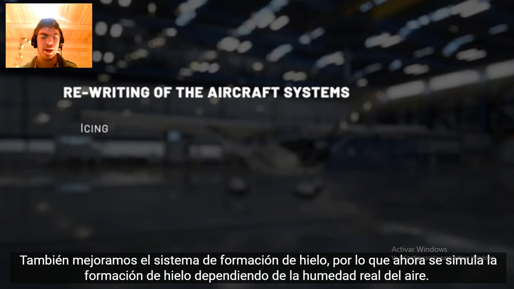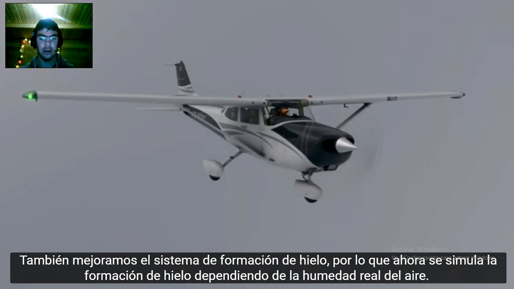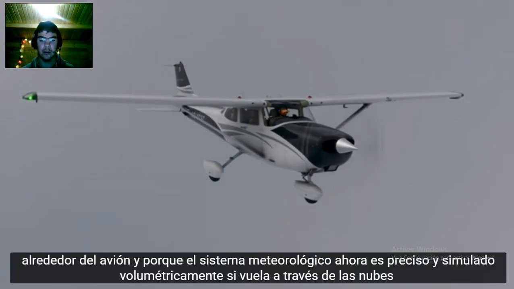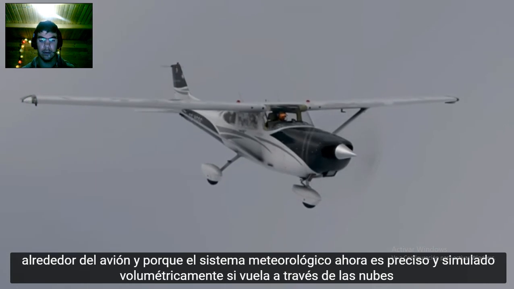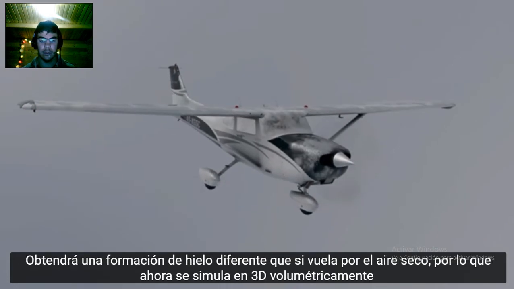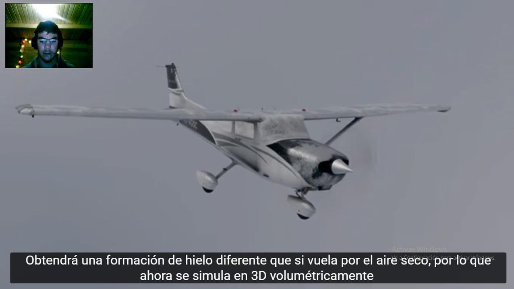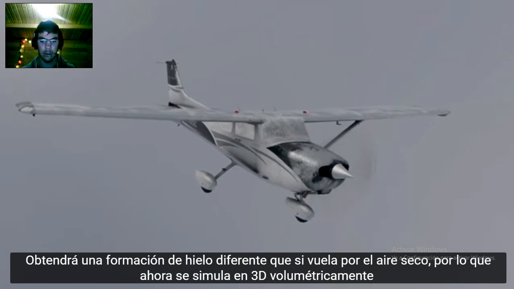Humedad real del aire, el hielo. Around the aircraft, and because the weather system is now accurate and simulated volumetrically, if you fly through clouds, you're going to get a different icing than if you fly through dry air. And so this is now simulated in 3D volumetrically.